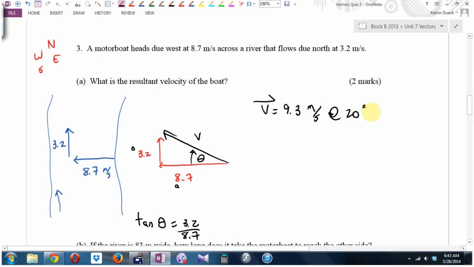What of what? North of south, east of west? North of west? Or, I guess, 80, Mr. Dueck? Bad math. 60 degrees west of north.